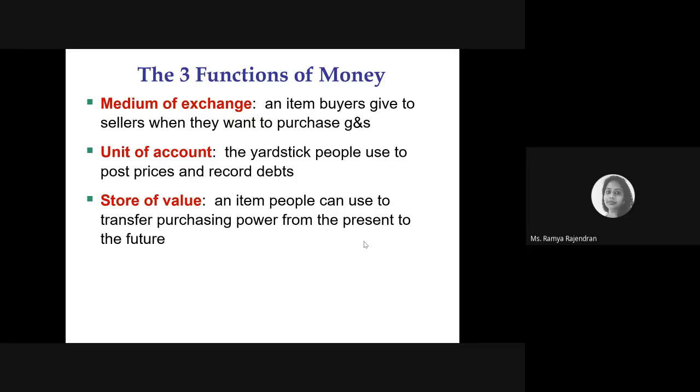It also stores value. It helps people transfer purchasing power from the present to the future. You can store it. Imagine I can store 1 lakh rupees in my bank account and use it in the future. Yes, we have inflation and deflation, but if we assume the same inflation rate over the next 10 years, I can store it.